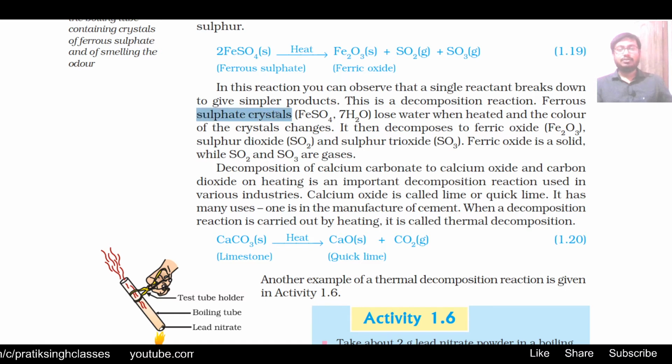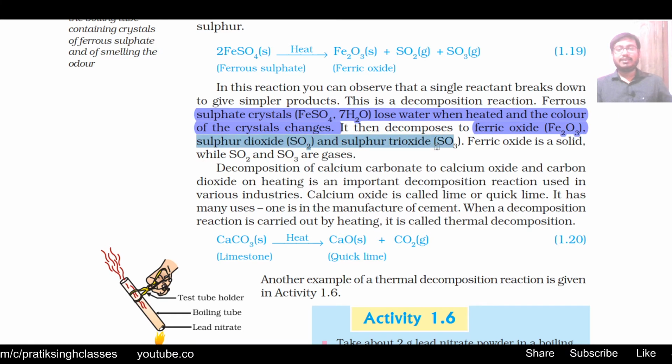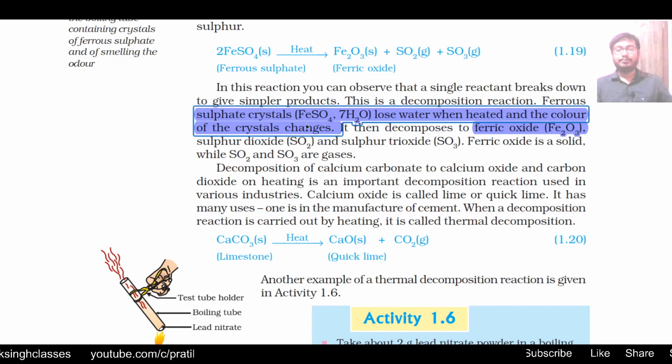Ferrous sulfate, whose formula is FeSO4·7H2O, loses water when heated and the color of the crystals changes. It is then decomposed to form ferric oxide Fe2O3, sulfur dioxide SO2 and sulfur trioxide SO3, as we have seen in equation 1.19.